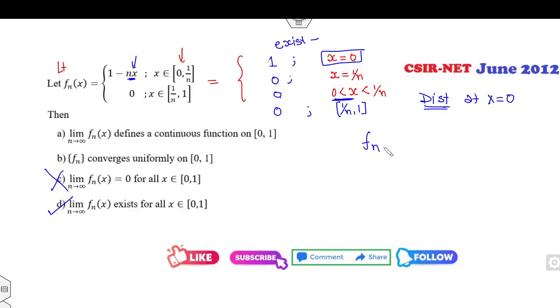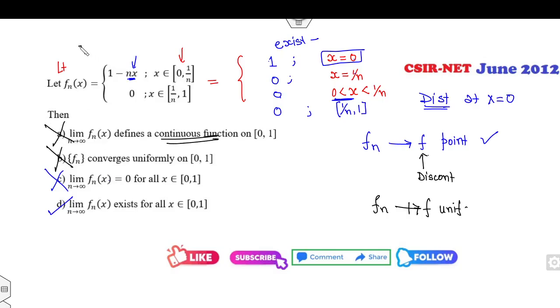So clearly fn converges to f pointwise. That's true. But this f is a discontinuous function. If this is discontinuous, then fn does not converge to f uniformly. So this option is also cancelled. Is it a continuous function? No. So the right answer is only D.